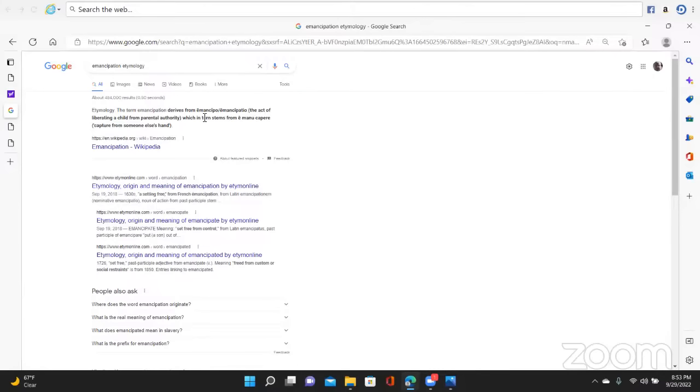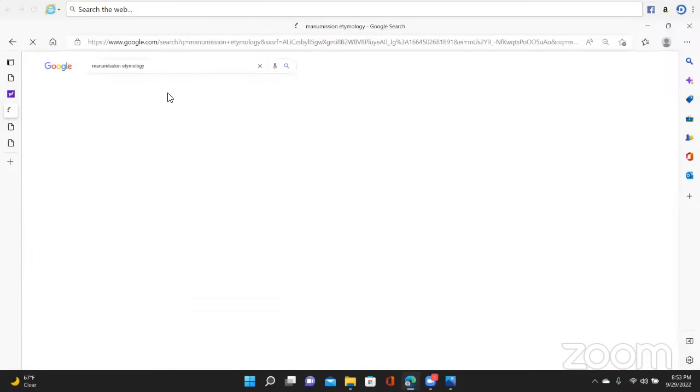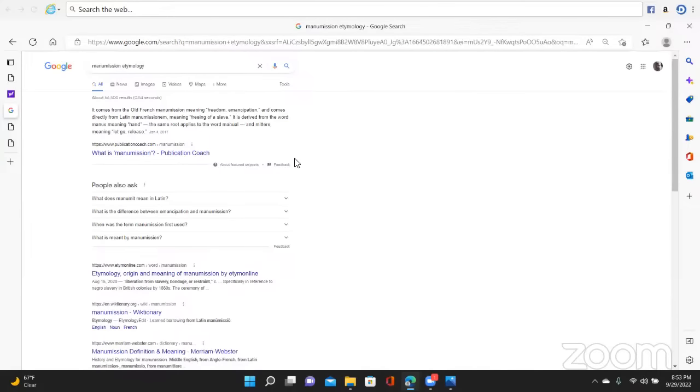Put the term manumission in there, M-A-N. Oh, put the search bar out. Say it, spell it again. M-A-N-U-M-I-S-S-I-O-N. This is a trustee status of a servant. And another word for that is subjects, right? No. Just pull it up. Let's see what it says. Read what it says. It says it comes from the old French manumission, meaning freedom, emancipation, and it comes directly from Latin manumissio, meaning freeing of a slave. It is derived from the word manu, meaning hand, and the same root applies to the word manually.